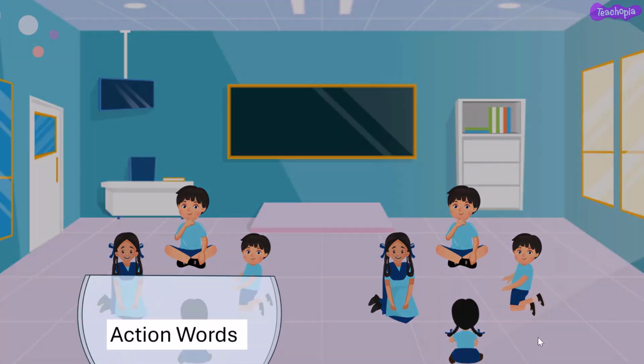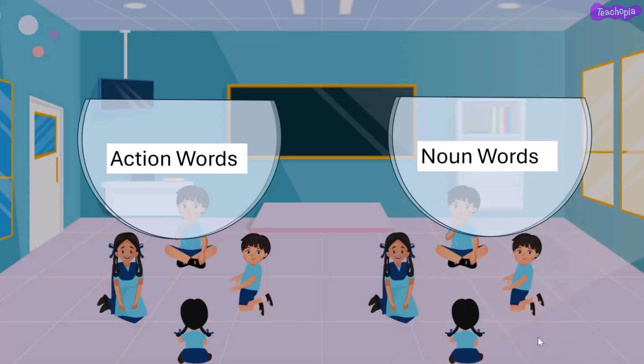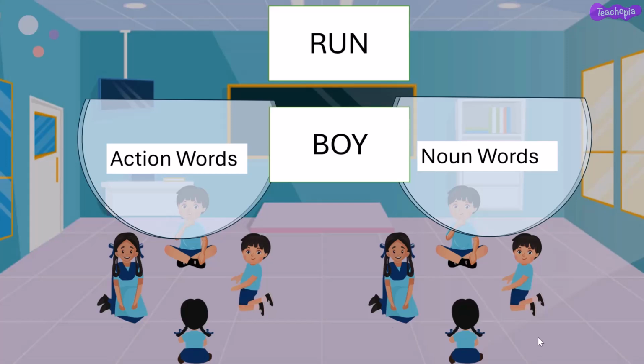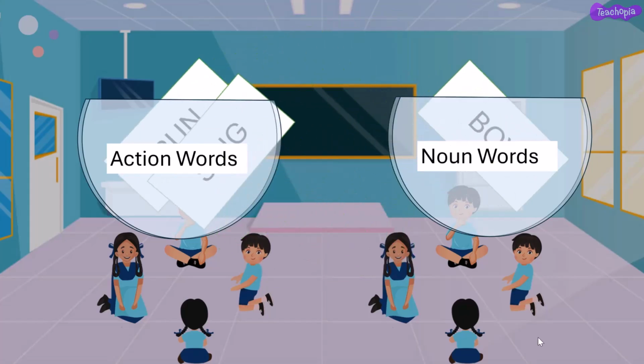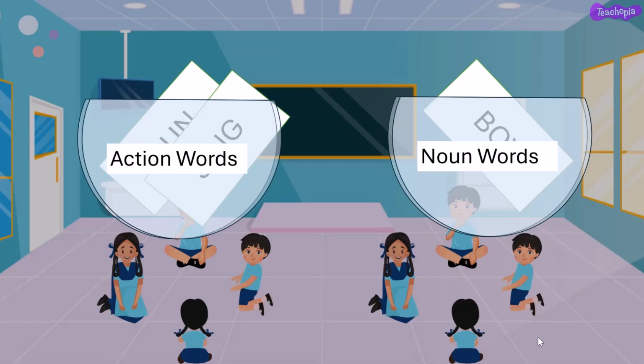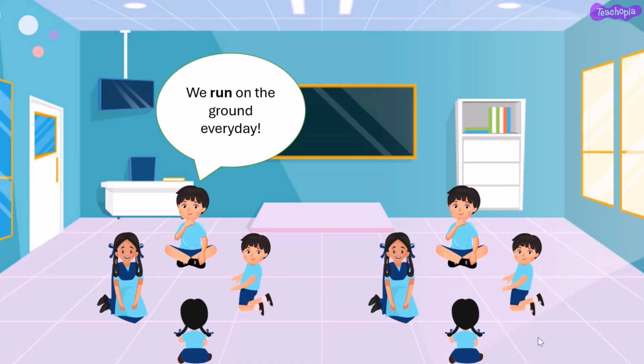And we will have 2 bowls, one labeled action words and one labeled noun words or naming words. We will use different cards and place them in front of the learners, both containing action and noun words. Learners will have to pick which cards go into which bowls. Once that is done, learners can talk about the relevance of each action in their day-to-day life.